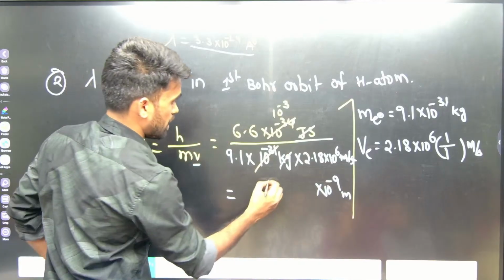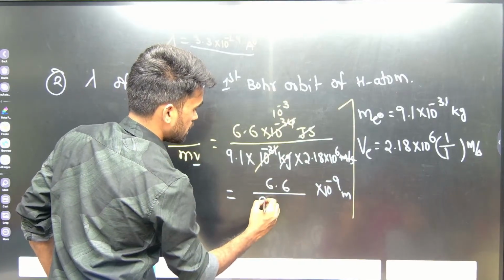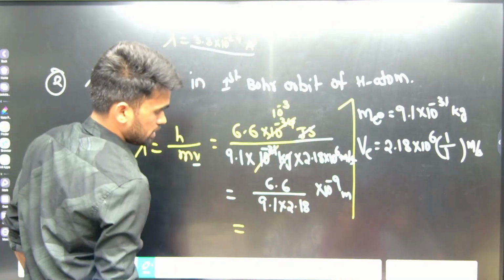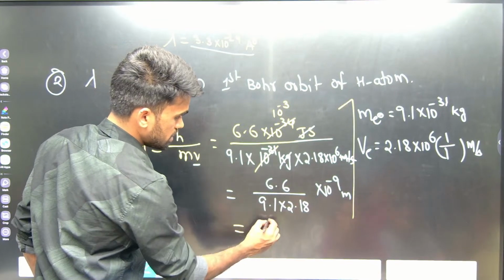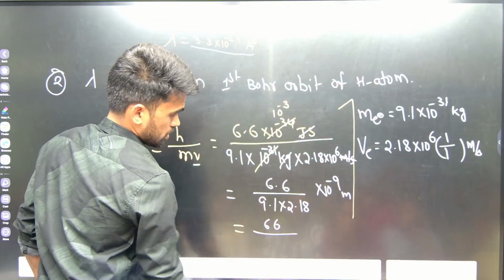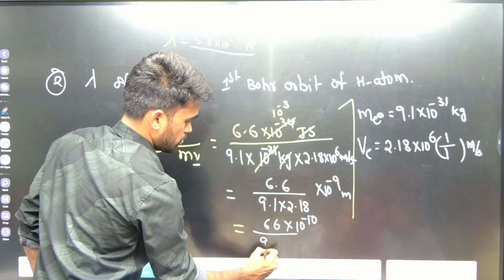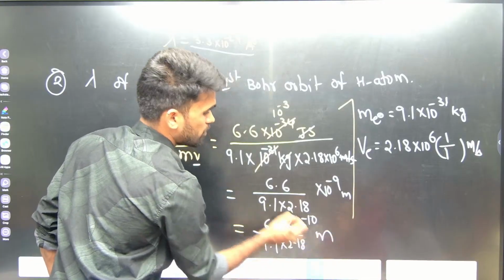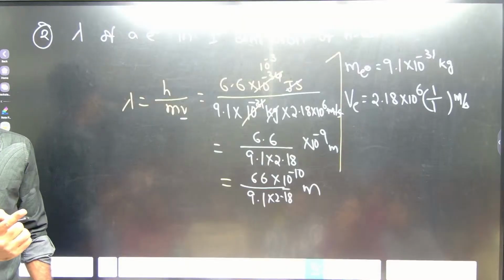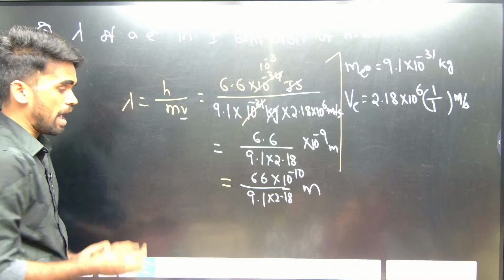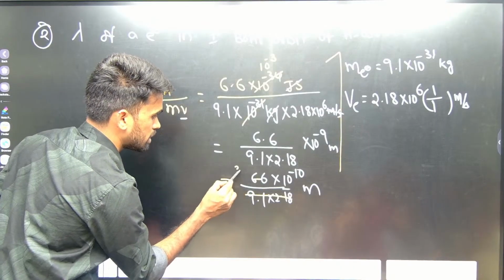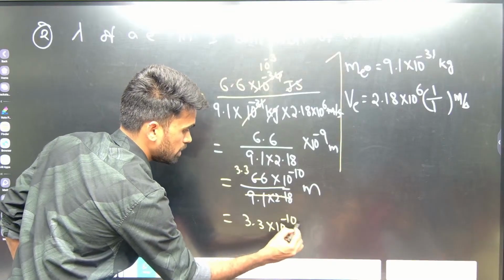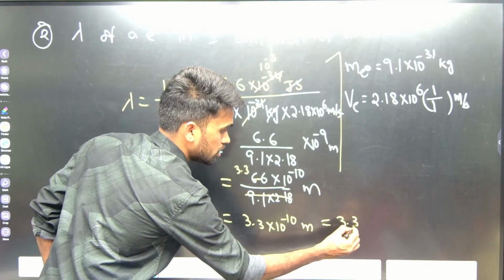Next, what are the values we have here? 6.6 by 9.1 into 2.18. So if you write this as 66 by 9.1 into 2.18 meters, so 10 power minus 10 meters, how many angstroms? 1 angstrom. So your answer is in angstroms. If you simplify this, you are going to get around 3.3. So 3.3 into 10 power minus 10 meters. So I can write this as 3.3 angstroms.